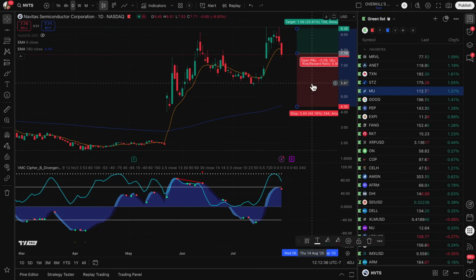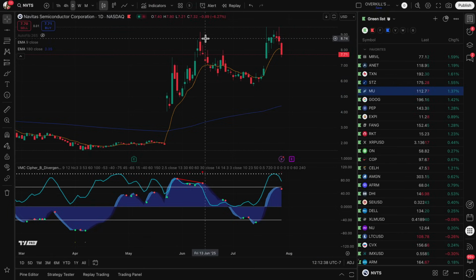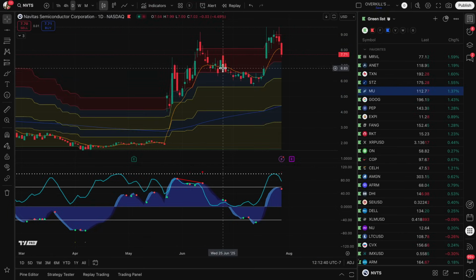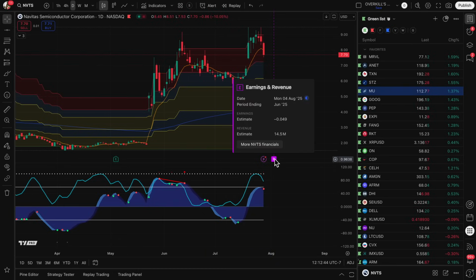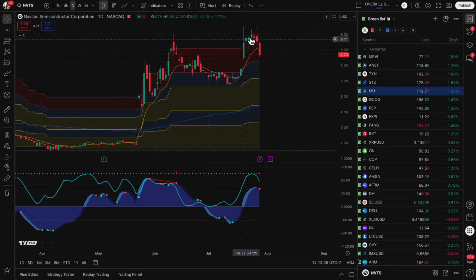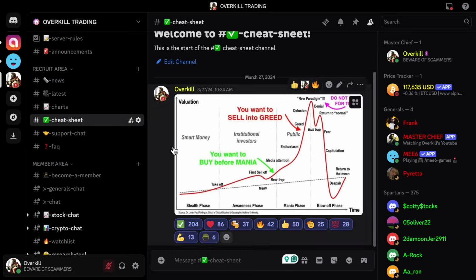So I'd be taking some off this. It's ran really, really hot. I think they had a partnership with NVIDIA or something. That's awesome. Let's wait till that news fades and it cools off. Okay, they also have earnings coming up on Monday. So I would be trimming some up here.